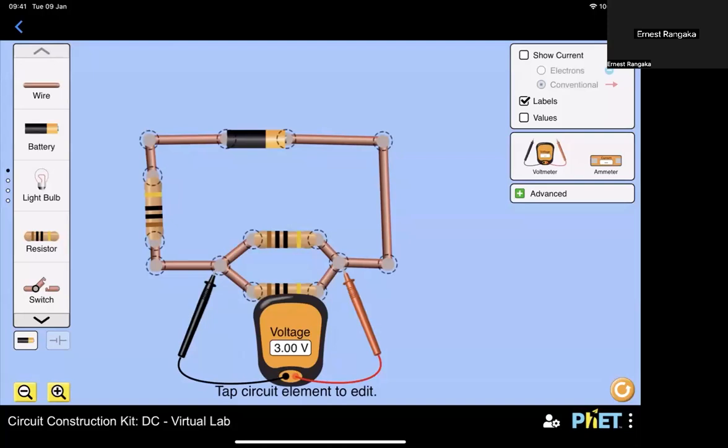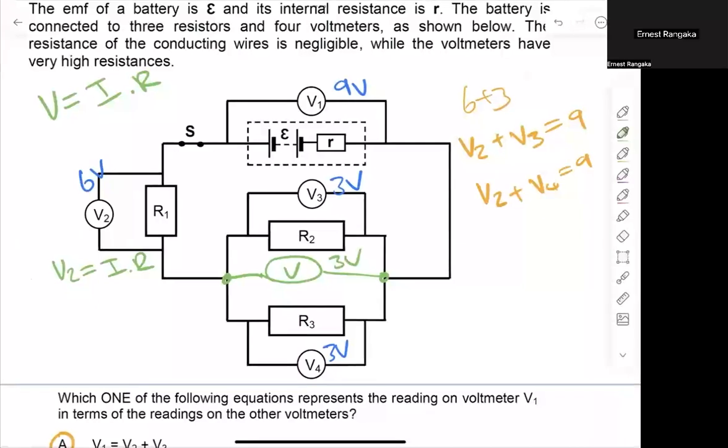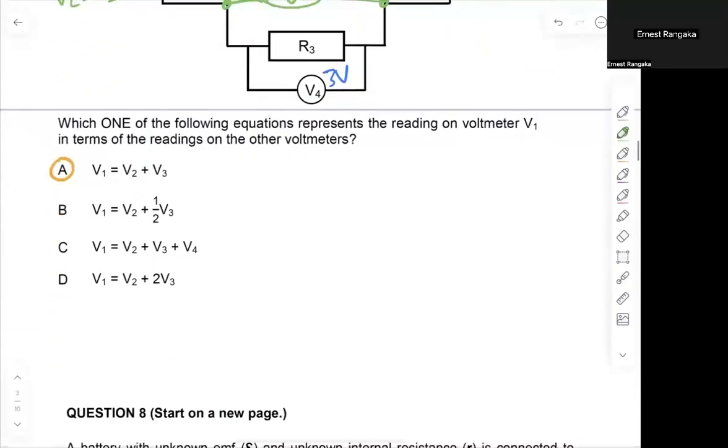So now that I know that's the case, I can clearly see that whatever I get for V3 or V4, it'll be the same as I get for the entire parallel combination. And those two together should give me the same as my V1. So then you can clearly see that your answer there is going to be A. A lot of you got it correct, but I thought I'd spend some time really unpacking how we get to that particular answer.